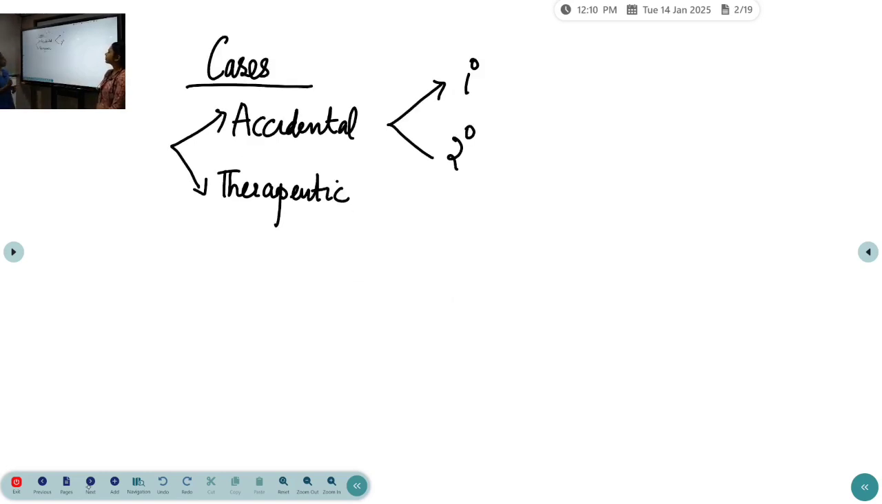Now coming to the causes of hypothermia, they can be accidental causes and therapeutic causes. Accidental causes are the most common. By therapeutic causes I mean that if there is some ischemic event ongoing in the body, in order to prevent tissue damage, we usually use therapeutic hypothermia. That is one cause. And the second main cause is the accidental cause.